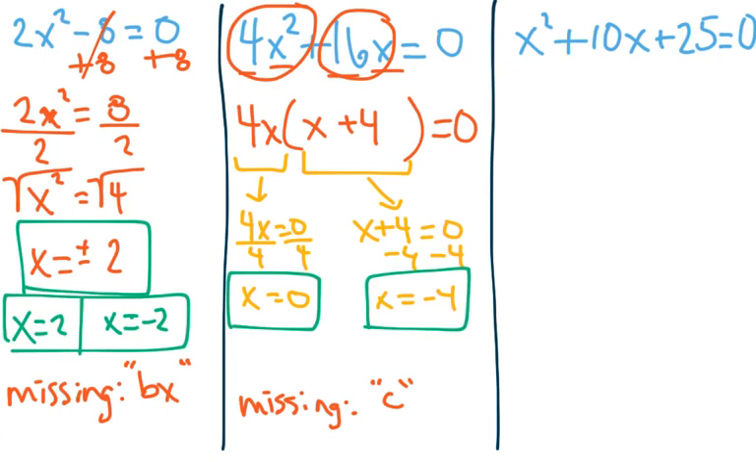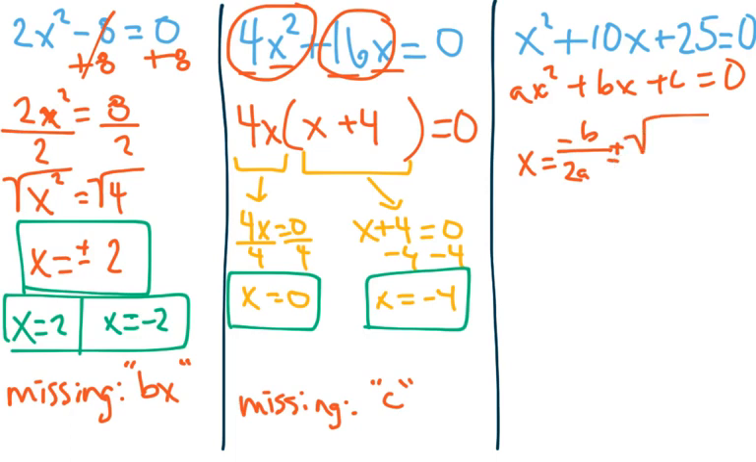X squared plus 10x plus 25. We've got our ax squared, we've got bx, and we've got c, all equal to 0. Now when you've got a complete quadratic, if you remember, I want you to use the quadratic formula. X equals the opposite of b divided by 2a plus or minus the square root of b squared minus 4ac divided by 2a. Now, the rest is history. That's for you to decide.